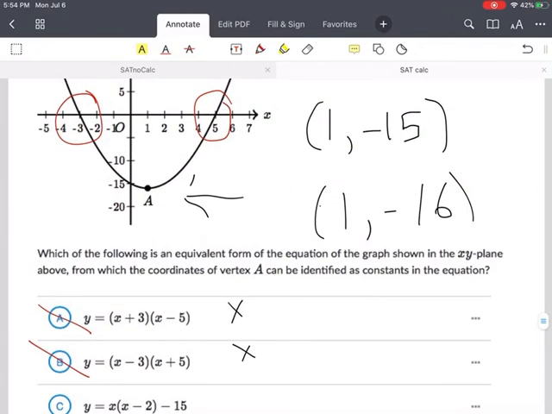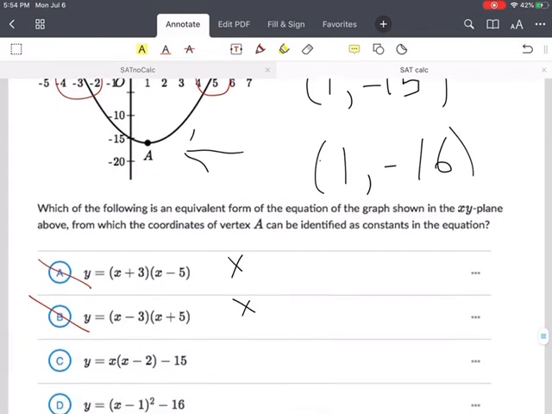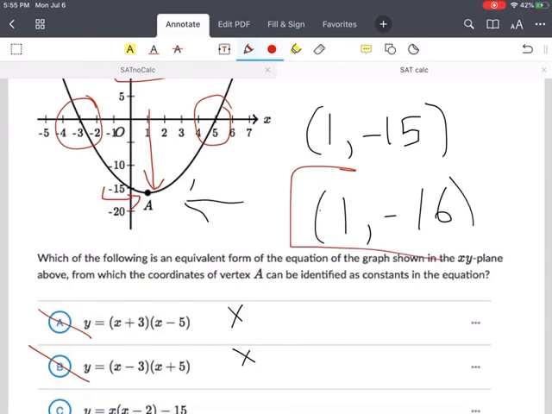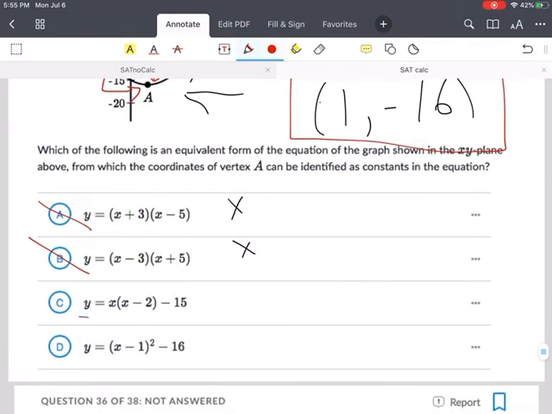But just by eyeballing it again, right? The x value is not close to 2. It's closer to 1. And if we look here, it's a little under 15. So 1, negative 16 seems like a reasonable answer. So we're going to go with D.